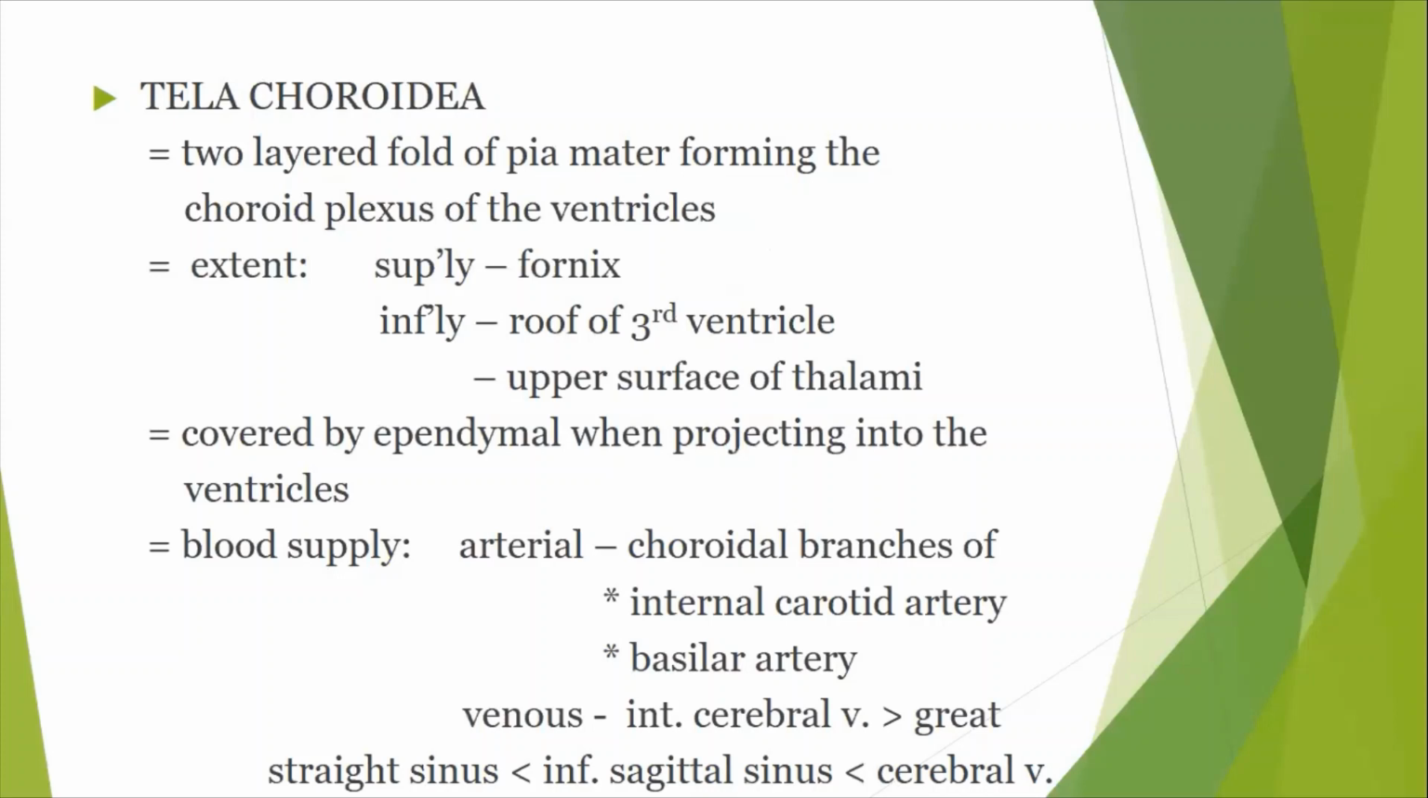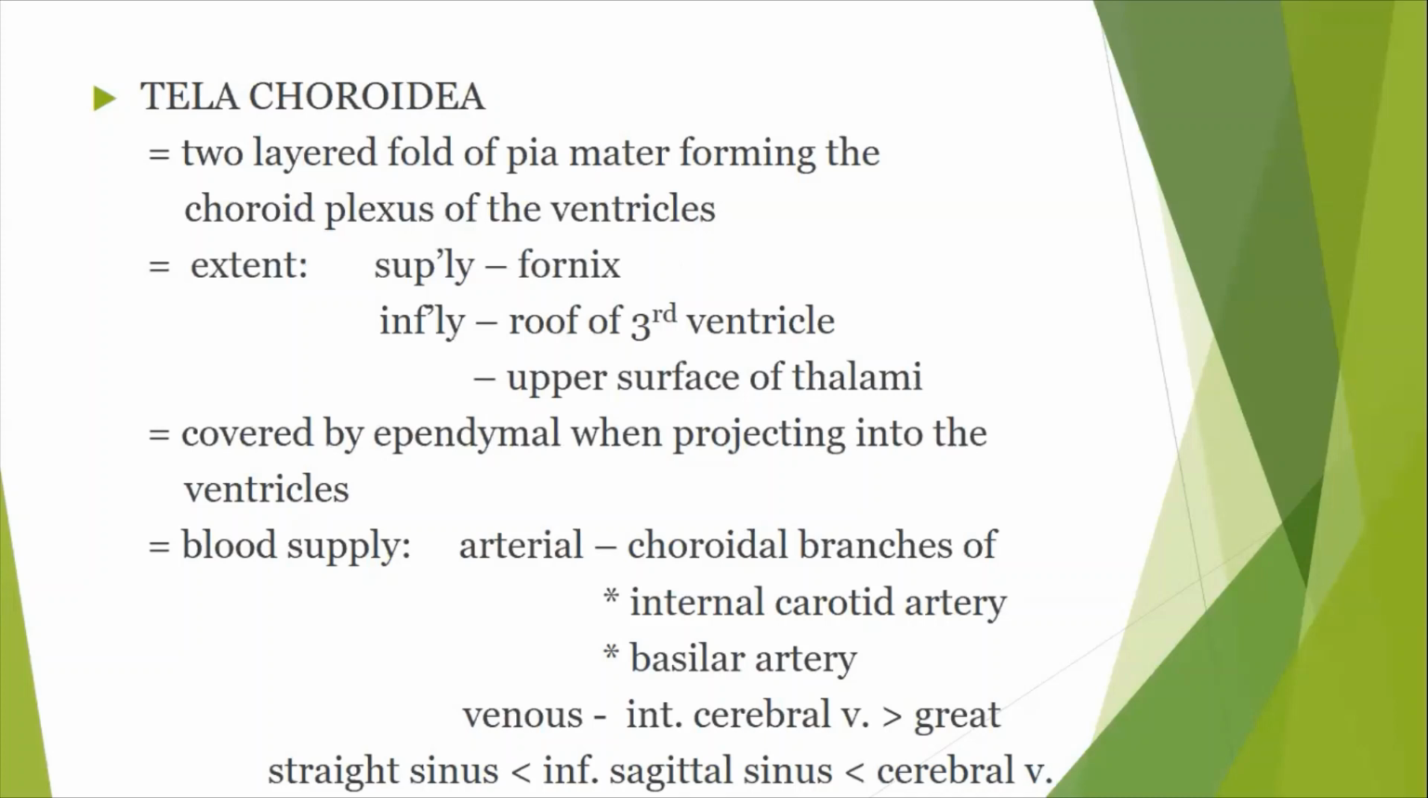Then you have the tela choroidea. This is a two-layered fold of pia mater forming the choroid plexus of the ventricle. It will extend from the fornix to the roof of the third ventricle, or the upper surface of the thalami, and covered by ependyma when projecting into the ventricles.